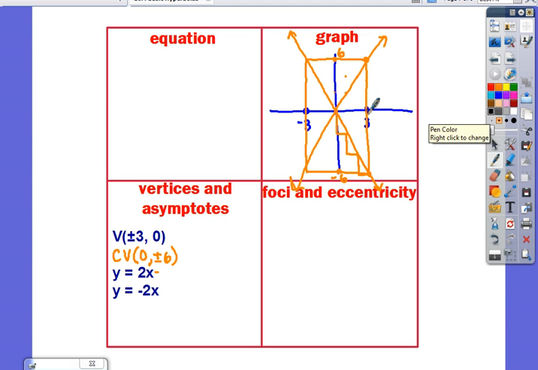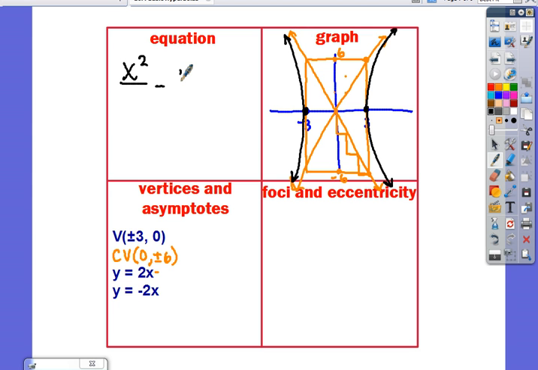And since it said that these were the true vertices, this is a side-to-side hyperbola, kind of a wide open one. Side to side hyperbolas start with an x squared. Remember the minus sign. Side to side went 3 and 3. Up and down went 6 and 6. There's your equation. And let's do some foci.